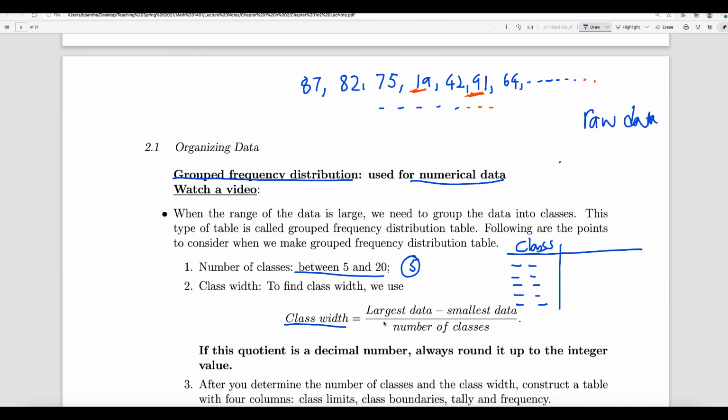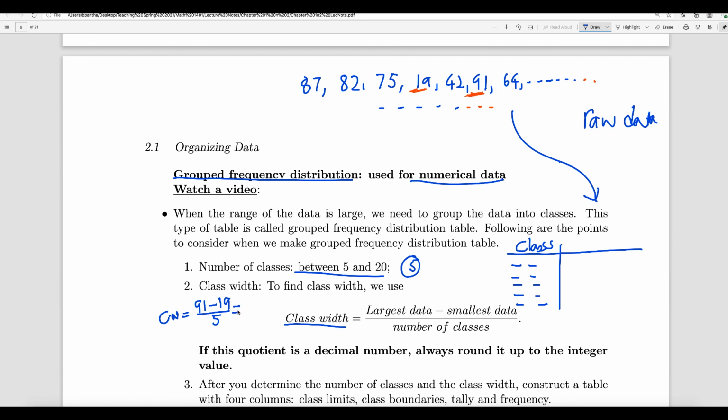Okay, so if you want to make 5 classes, to make the class width of, let's say, this data, what is the formula? The largest data minus smallest data divided by number of classes. Okay, so what is the largest data here? Largest data is 91. So the class width for the above example will be 91 minus 19 divided by 5, because you want to make 5 classes, right? Number of classes is 5.